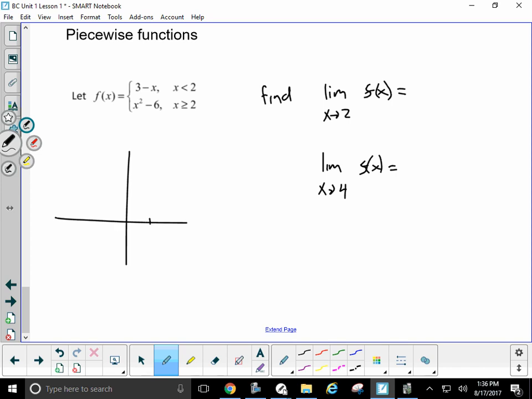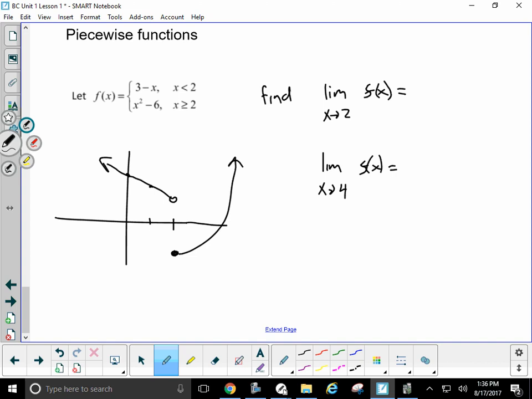But let's see. So let's start to the left of 2. I'll be using 3 minus x. Plug in a couple values just to plot a couple points and understand that 3 minus x is going to look like a line. So I have 0, 3, 1, 2. And as I get close to 2, we are going to approach but not touch the y value of 1. So I get that. Now, at 2, we will be using x squared minus 6, so that'll be negative 2. And then I'll just kind of assume that we're going up from there.